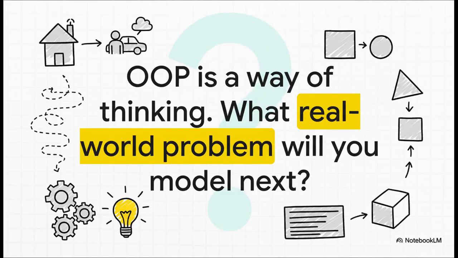So when you boil it all down, object-oriented programming is so much more than just a set of rules for writing code. It's a way of thinking. It's about looking at the messy, complex real world, with all its different objects, behaviors, and relationships, and modeling it in a way that code can actually understand. It turns chaos into elegant, organized, and manageable solutions. So really, the only question left is, what real-world problem are you going to model next?